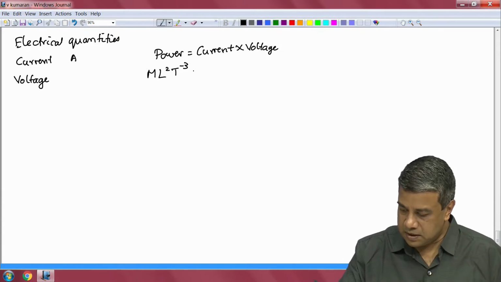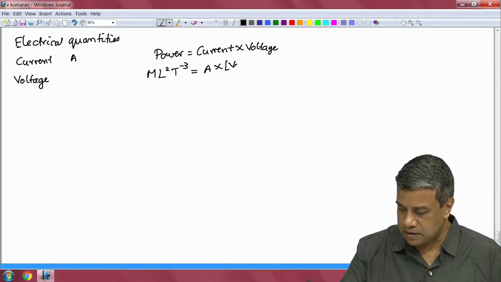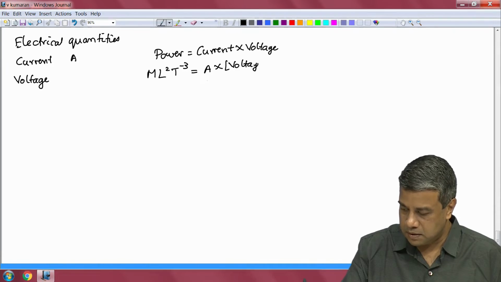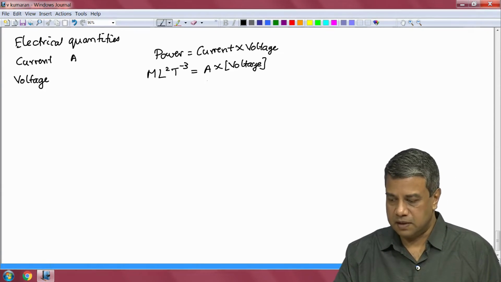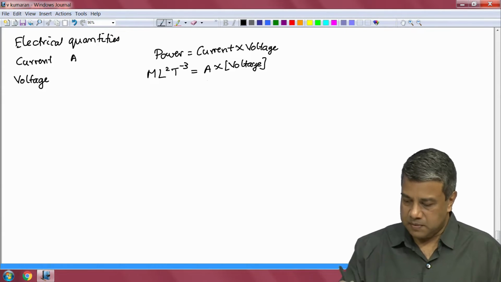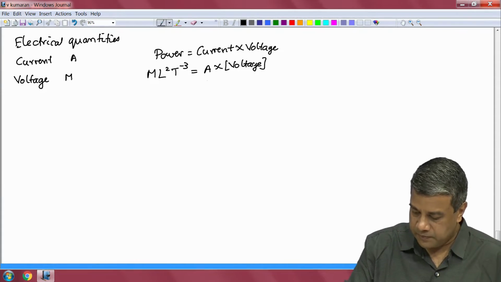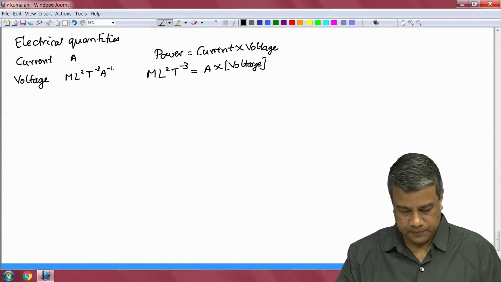That has to be the dimension of current times the dimension of voltage. That means that the dimension of voltage is M L square T power minus 3 A inverse. That is the dimension of voltage.